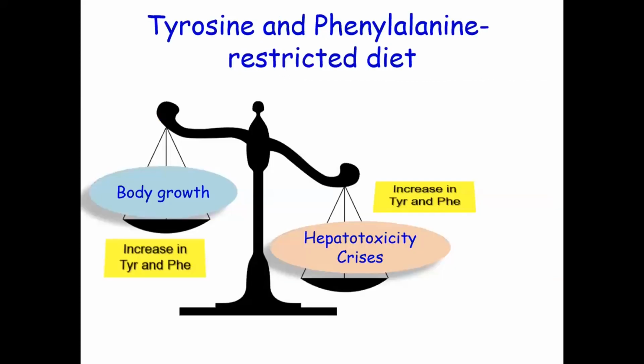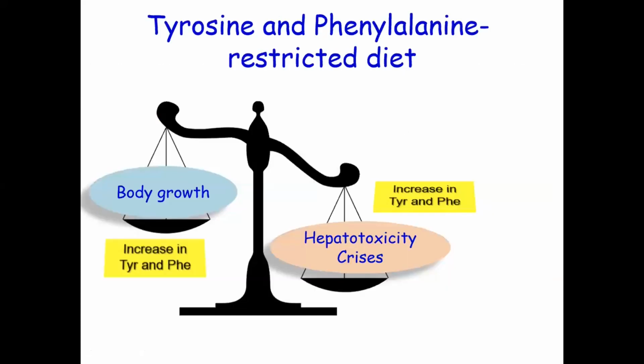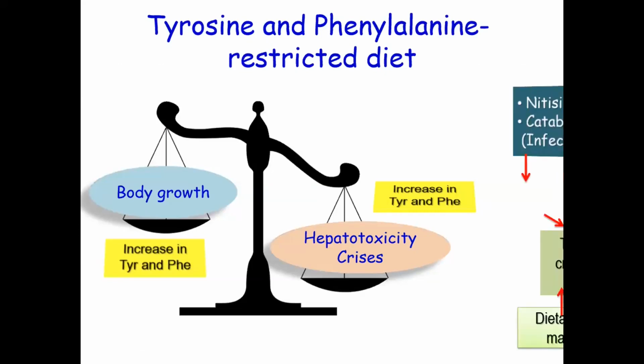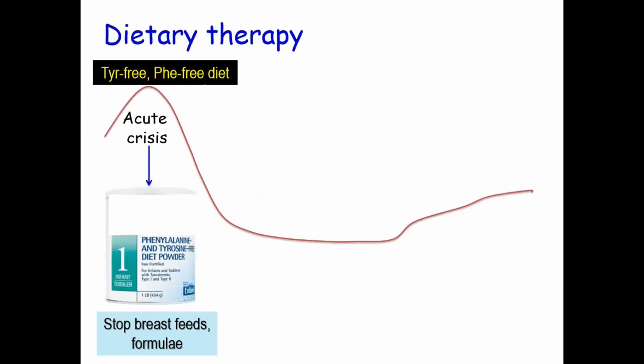Now, nitisinone, which is the drug, is the mainstay of therapy, but there's a role of diet here. On one hand, you see it's all about balancing. On one hand, you have body growth, which requires tyrosine and phenylalanine. At the same time, an increase in tyrosine and phenylalanine will give rise to hepatotoxicity. So what does nitisinone do? Nitisinone takes care of this increase in tyrosine and phenylalanine. And what does the diet do? In diet, we try and decrease the amount of tyrosine and phenylalanine entry into the body.